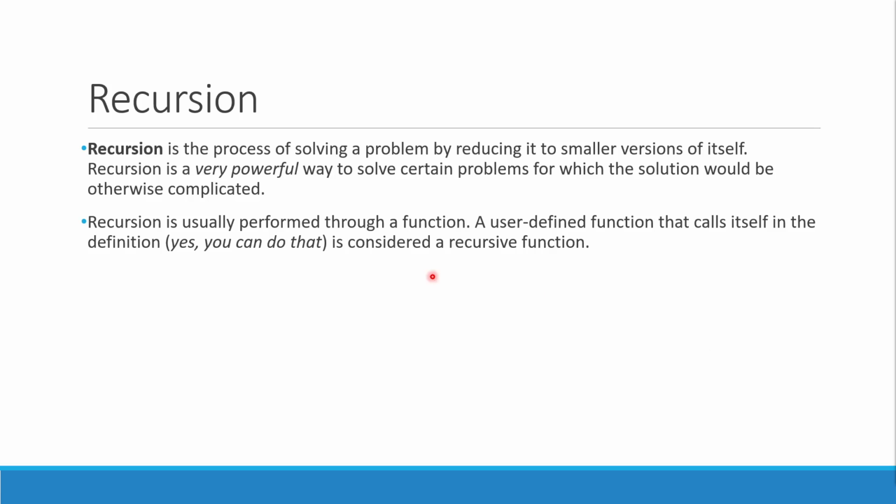So recursion. Recursion is the process of solving a problem by reducing it to smaller versions of itself. Recursion is a very powerful way to solve certain problems for which the solution would be otherwise very complicated. Okay. Now, when it comes to programming, recursion is usually performed through a function, a user-defined function that calls itself in the definition. Yes, you can do that. Is considered a recursive function. Okay.